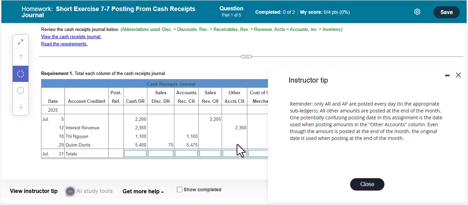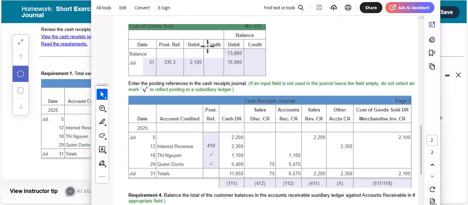So when we get to this other accounts column, this 2350 is going to be posted to the interest revenue at the end of the month. However, we're going to keep the original July 12th date. So let me show you a picture of the solution.